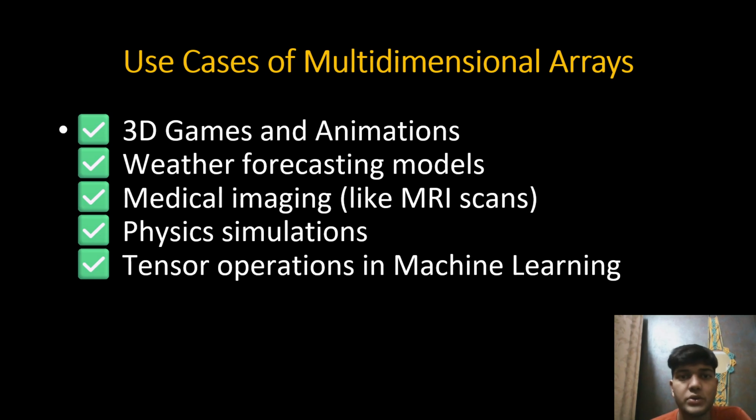So, where do we use multidimensional arrays in real life? Here are some practical use cases. 3D games and animations to model environments and characters. Weather forecasting to represent changing temperature or pressure over time. Medical imaging like MRI or CT scans, which use layered slices. Physics simulations for modeling real-world behavior. Machine learning tensors used in neural networks and data training. These arrays give us the ability to store and manipulate real-world complex data efficiently.